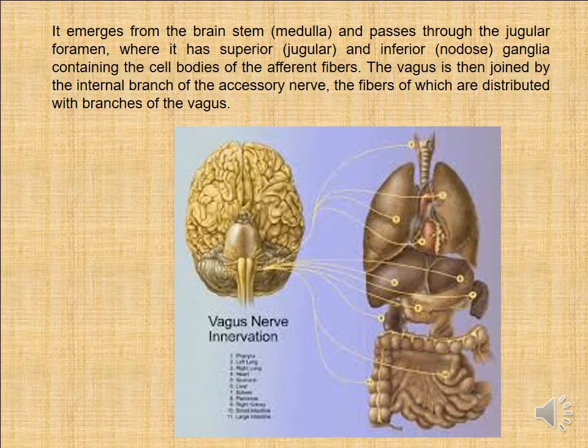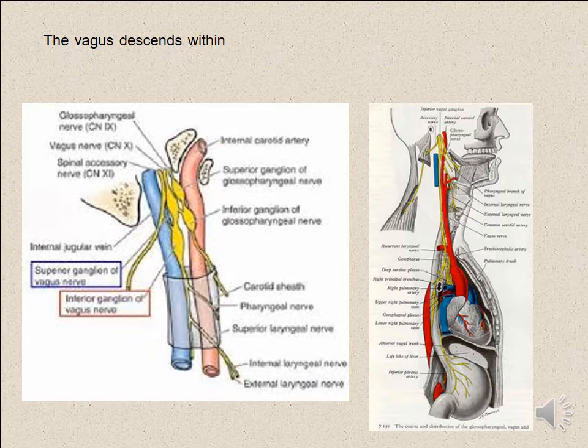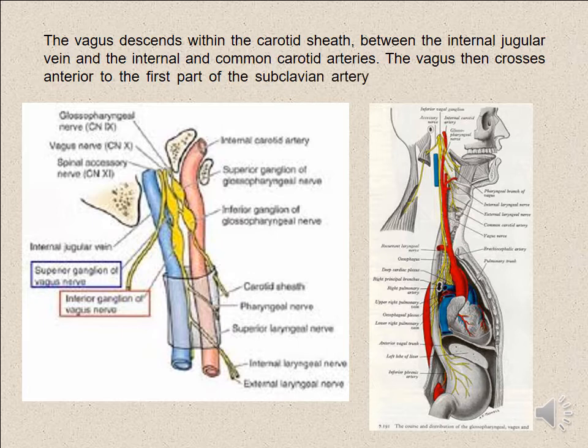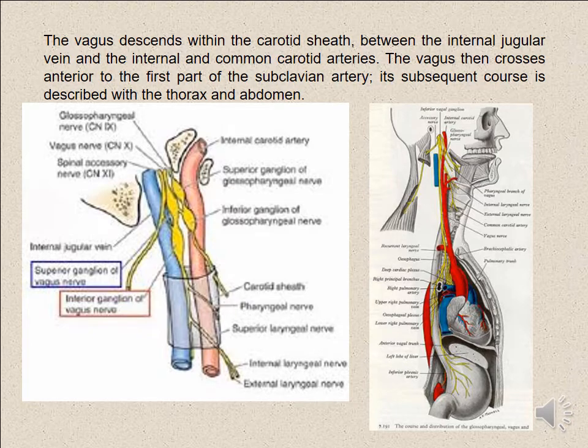It emerges from the brainstem medulla oblongata and passes through the jugular foramen, where it has superior jugular and inferior nodose ganglion containing the cell body of the afferent fiber. The vagus is then joined by the internal branch of accessory nerve, the fibers of which are distributed with the branching of the vagus. The vagus descends within the carotid sheath between the internal jugular vein and the internal and common carotid artery. The vagus then crosses anterior to the first part of subclavian artery. Its subsequent course is reserved with the thorax and abdomen.